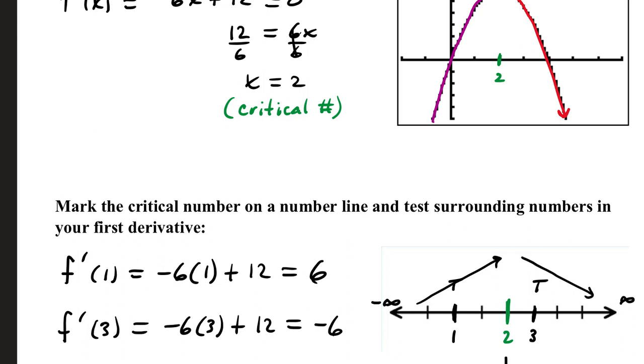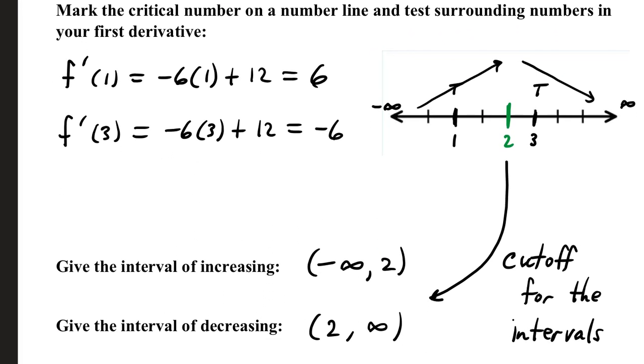As far as intervals go, if you look at the top right of your screen, our function increases from negative infinity to 2, and then it decreases from 2 to infinity. As far as writing your intervals, you're just writing down the values of x for which the function is increasing, and that was negative infinity to 2, decreasing 2 to infinity. Your critical number will be the cutoff number in your interval.